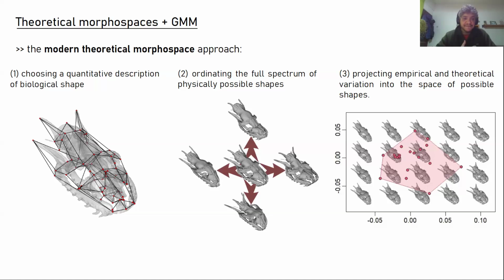This is because even if geometric morphometrics analyses are built upon empirical data, the method still grants you access to a mathematical space that contains all the possible geometric configurations that you can achieve with a particular account of morphology. So this is actually a very powerful and convenient way to implement the theoretical morphospace approach of Raup.